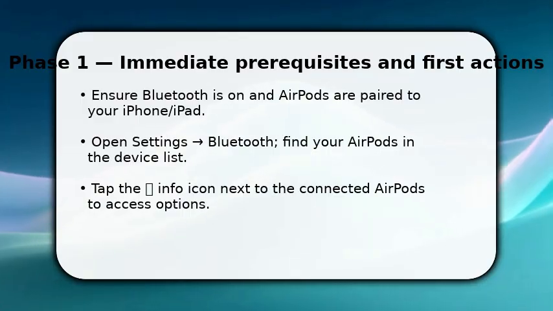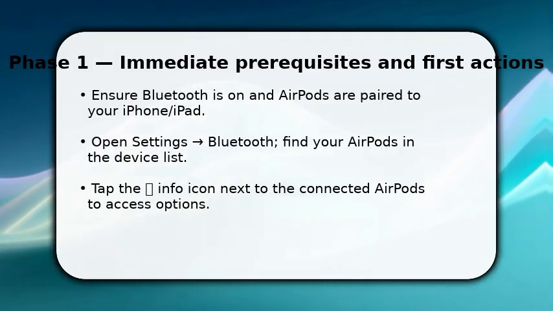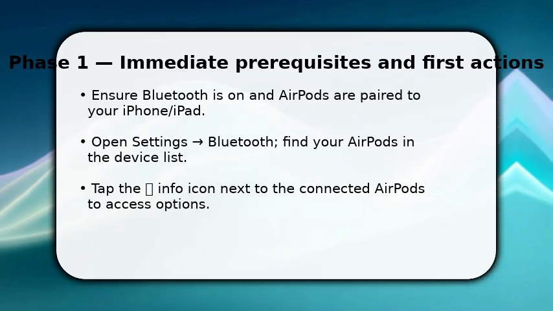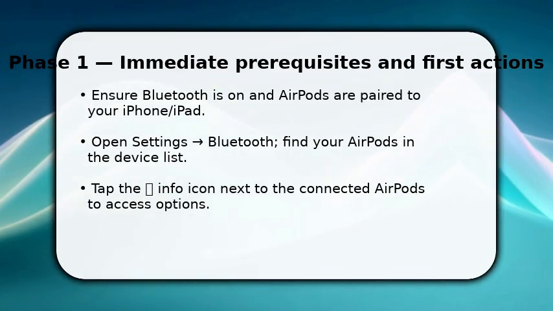You start by getting a live connection. Make sure Bluetooth is on and your AirPods are actively paired to your iPhone or iPad. Once paired, open Settings and go straight to Bluetooth. You want the device list visible.